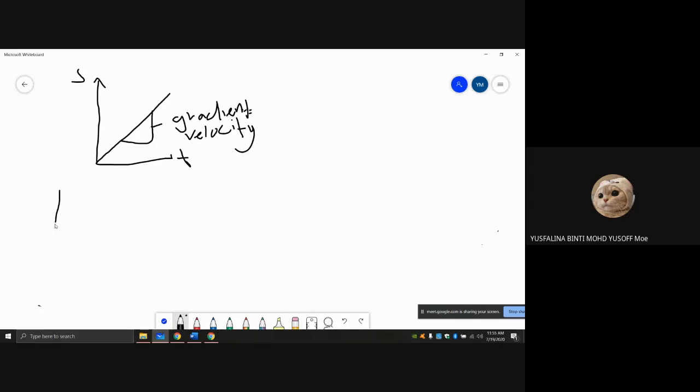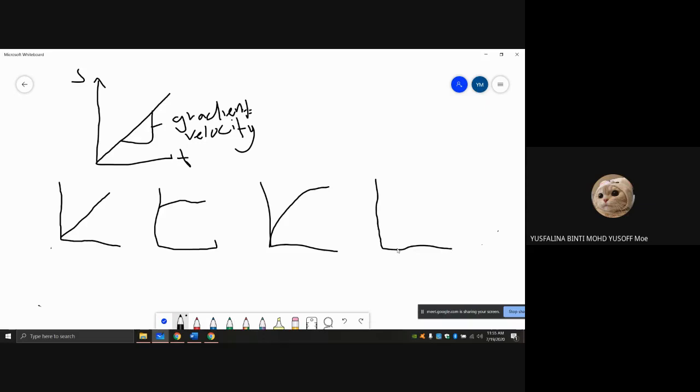There are 4 types of graph in displacement against time. The first one is like this, the second one is like this, the third one is like this, and the fourth one is like this. So this is the graph of displacement against time. There are 4 types.